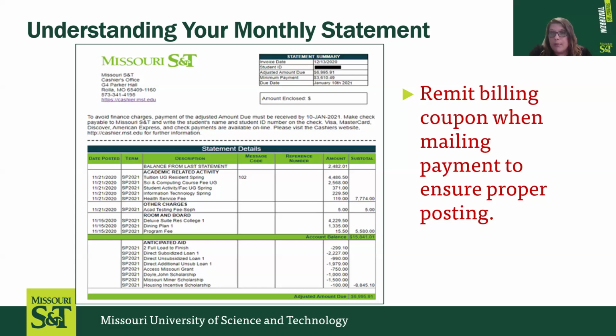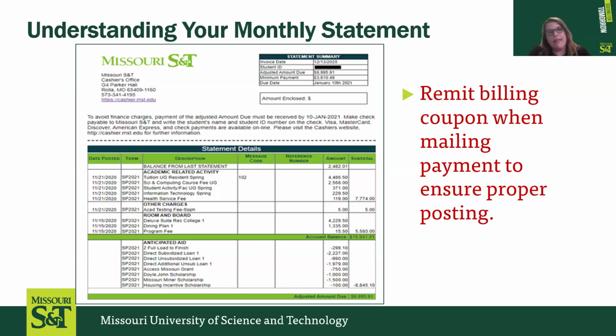If you choose to do the minimum payment instead of the adjusted amount due, you will have to pay a 1% finance charge on the carried balance. If you fail to make at least the minimum payment by the due date, then you will also be assessed a $10 late payment fee.